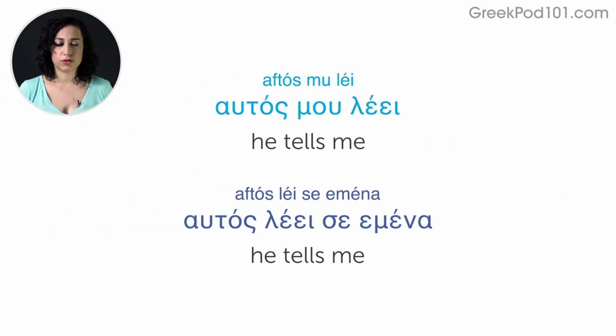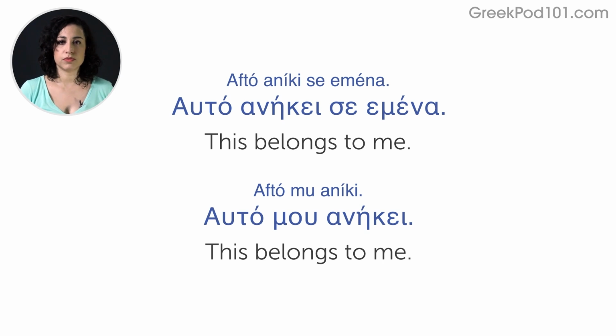For example, αυτός μου λέει, he tells me, is the same as αυτός λέει σε εμένα. Here the personal pronoun changes from the weak form μου to the strong form εμένα after the preposition. A sample sentence with a similar prepositional phrase is Αυτό ανήκει σε εμένα. This belongs to me. This can also be rephrased as Αυτό μου ανήκει, using a weak personal pronoun in genitive and still mean the same thing.